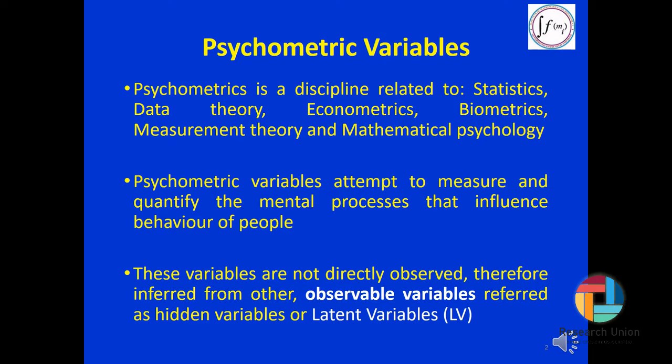Psychometrics is a discipline related to statistics, data theory, econometrics, biometrics, measurement theory, and mathematical psychology. It is not just a single discipline, it is related to many other disciplines. In psychometrics, measuring psychometric variables means we attempt to measure and quantify the mental processes that influence behavior of people. So these variables are called psychometric variables. They are not directly observed, therefore inferred from other observable variables. Such hidden variables are called latent variables.